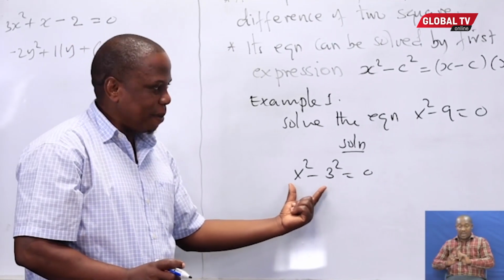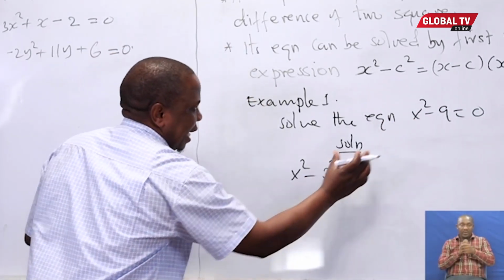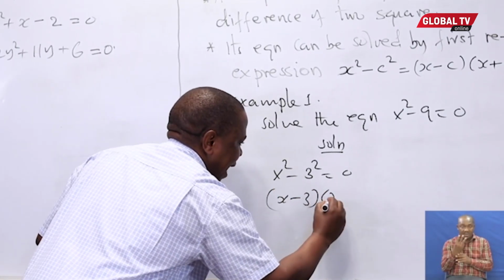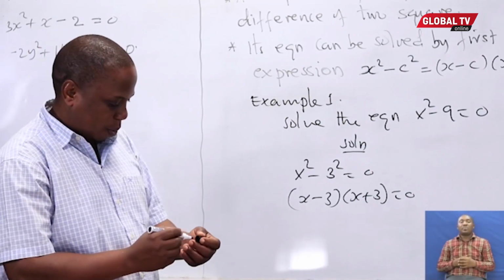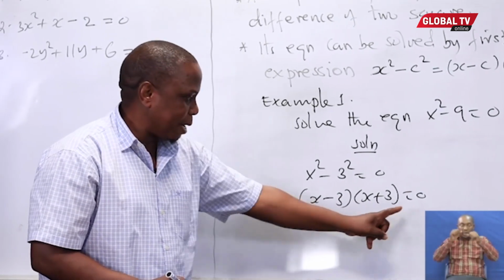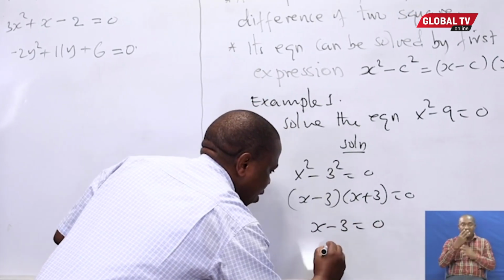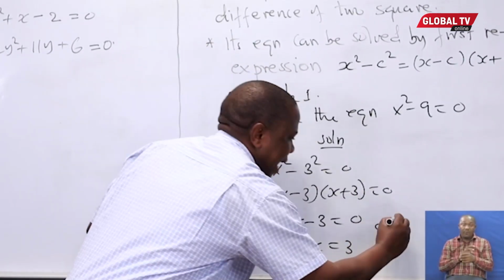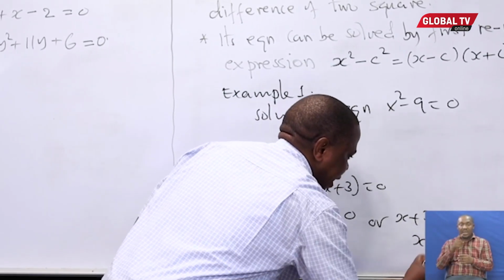The difference of 2 squares can be factorized in this form here. So, upon writing this expression in this form, you will have x minus 3, x plus 3 is equal to 0. As usual, either one of these two numbers or both should be equal to 0 to get the product 0. So, x minus 3 is equal to 0, of which x is equal to 3, or the second factor here, x plus 3 is equal to 0, of which x is equal to negative 3.